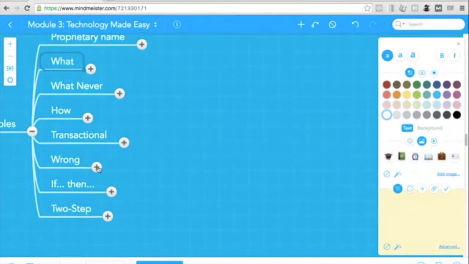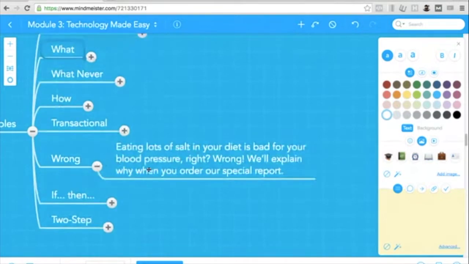This is again using counterintuitive methodology. But eating lots of salt in your diet is bad for your blood pressure, right? Wrong. We'll explain why when you order our special report, right? So if there's conventional wisdom, then you have an angle to counter that. You could use this bullet point.